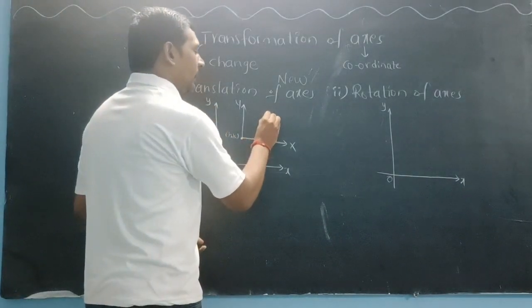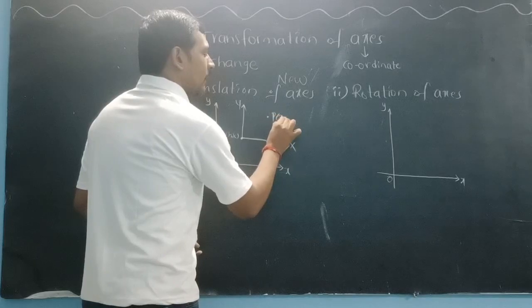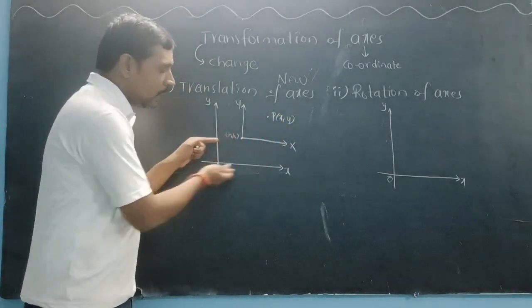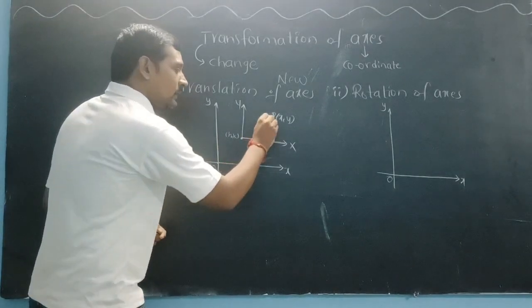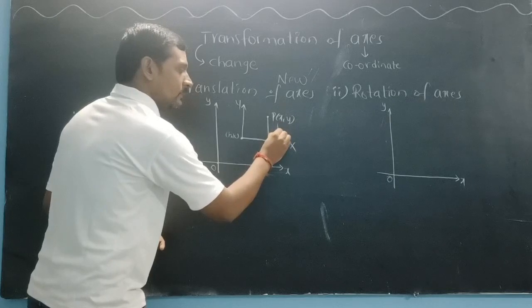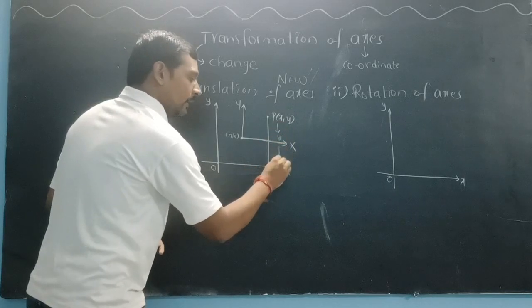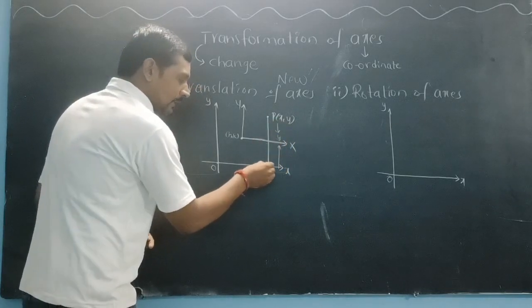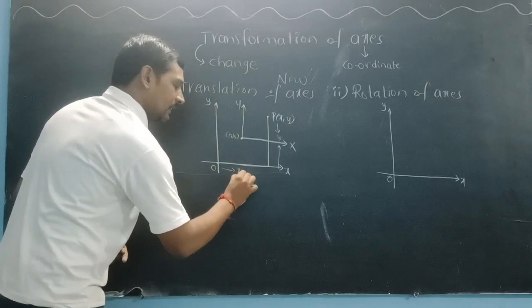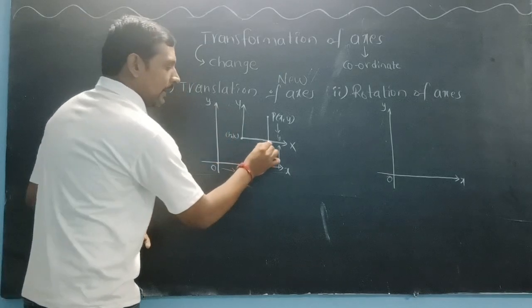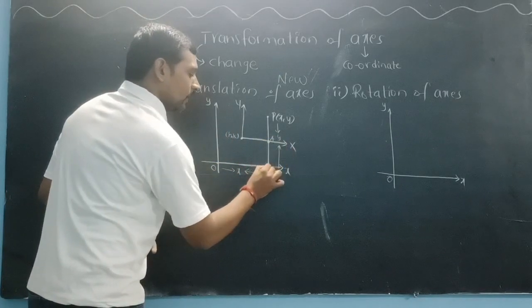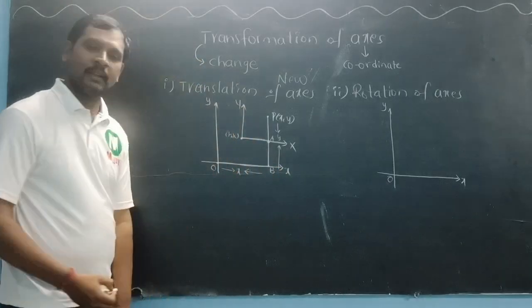Suppose I take a point P(x, y) in the original system, then what is this length? This length becomes y. And what about this length? This length becomes x. Here, name the intersecting point as A and this as B.